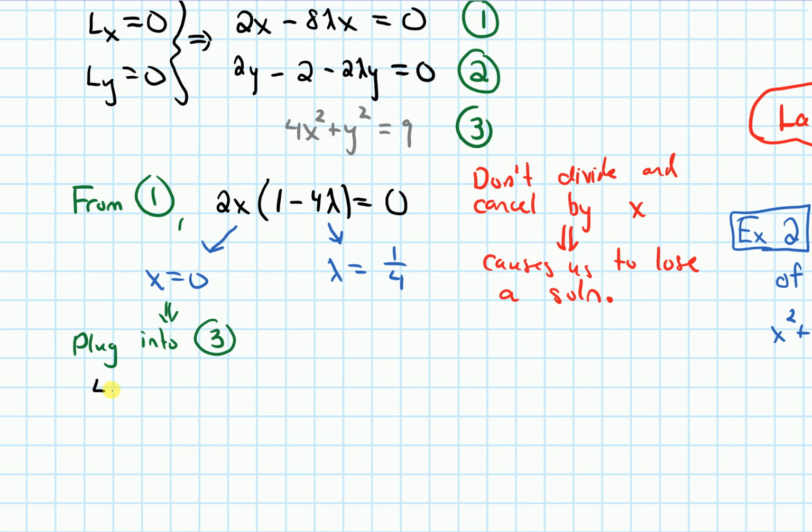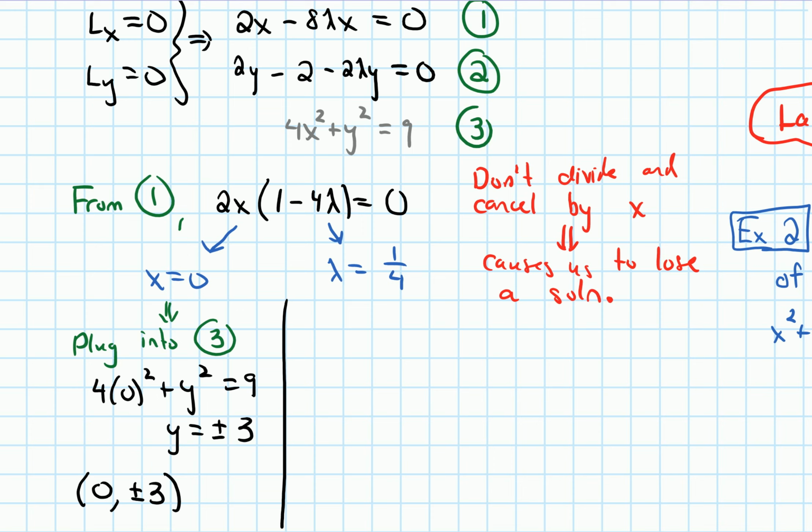That'll give us 4 times 0 squared, because x is 0, plus y squared equals 9. So we'll get y squared equals 9, or square rooting, we get y equals plus or minus 3. So overall, here we're getting x is 0, and y could be either positive or negative 3. We're getting two possible candidates, two possible critical points.